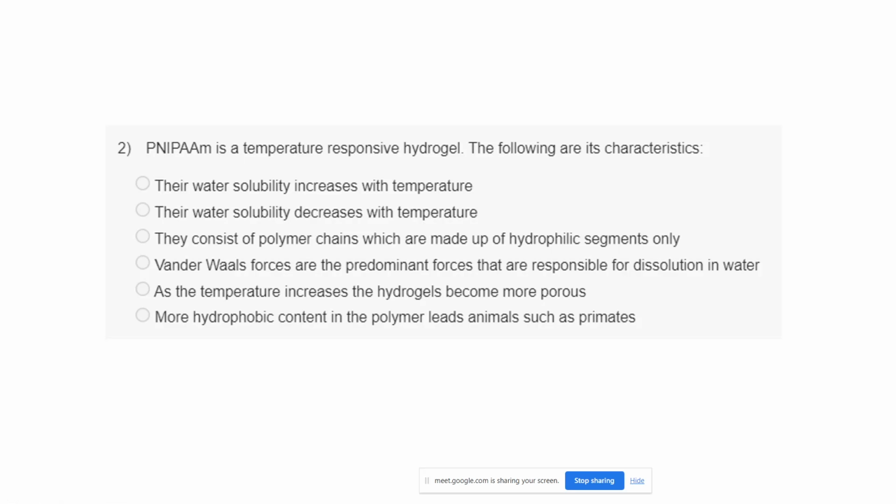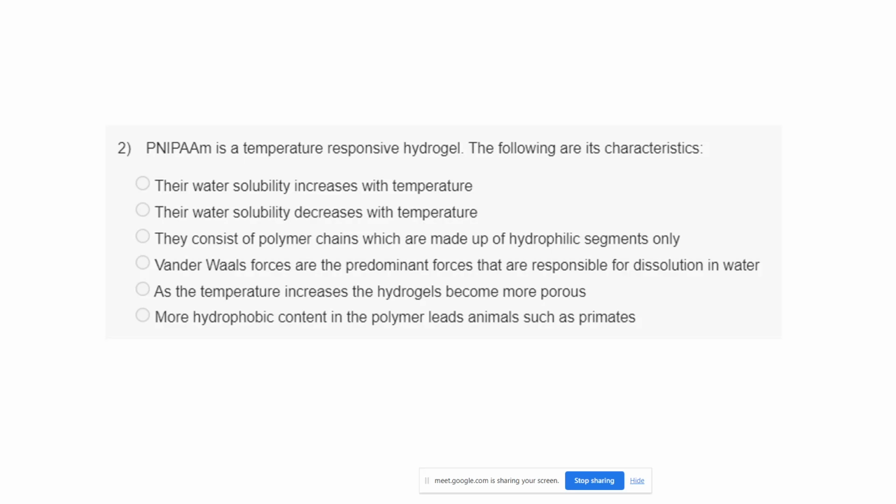Okay, so this was the second question. NIPAM is a temperature responsive hydrogel. The following are its characteristics. Their water solubility increases with temperature. Water solubility decreases with temperature. They consist of polymer chains which are made up of hydrophilic segments only. Van der Waals forces are the predominant forces responsible for dissolution in water. As the temperature increases, the hydrogel becomes more porous. More hydrophobic content in the polymer leads to animals such as primates.